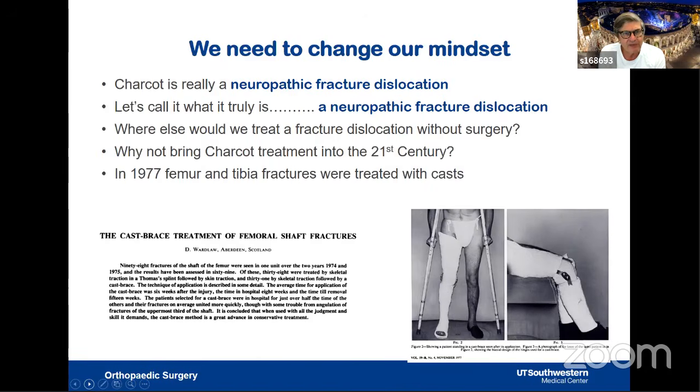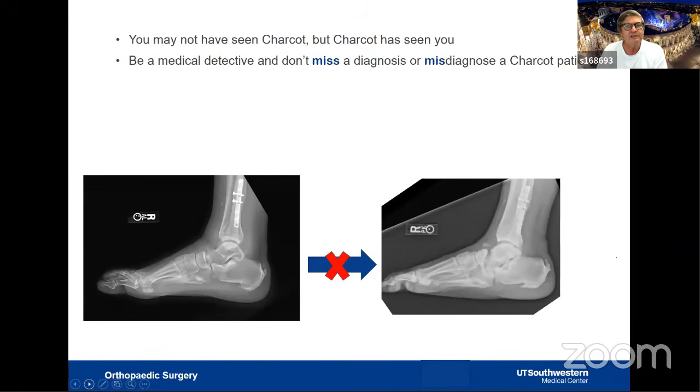So the point is, I think we have to really change our mindset and really call it a Charcot neuropathic fracture dislocation and treat it like every other fracture dislocation or displaced fracture in the body. And I always like to say that you may not have seen Charcot, but Charcot has seen you. Be a medical detective. Don't miss a diagnosis or misdiagnose a Charcot patient, as you can see here. Again, on your left, you can see early signs of soft tissue swelling, and this patient wasn't recognized and ended up having an injury to the talonavicular joint, the ultimate Charcot.